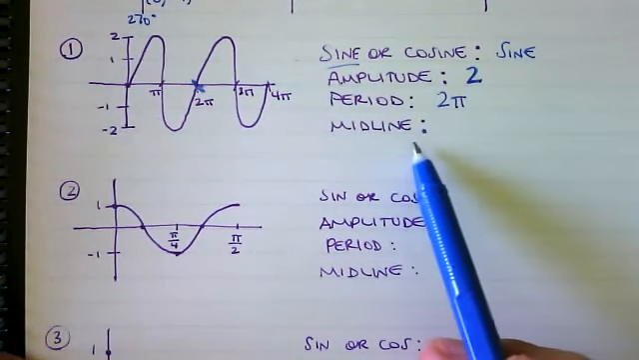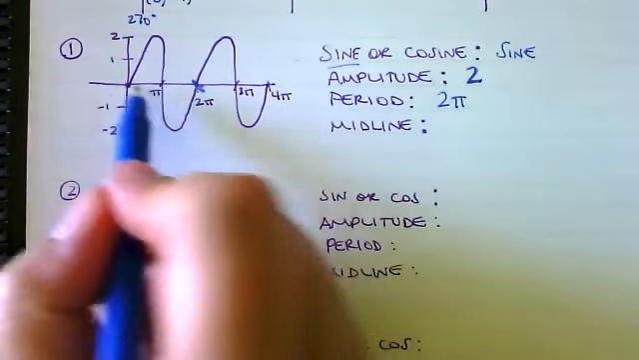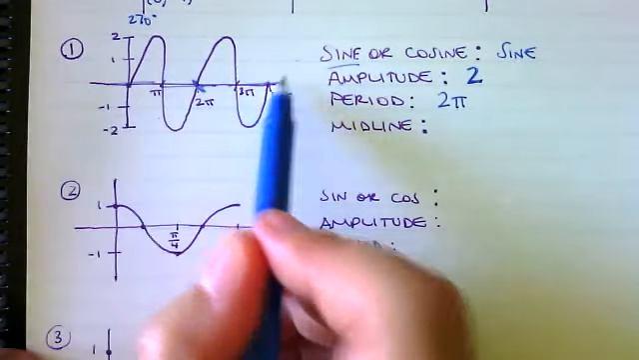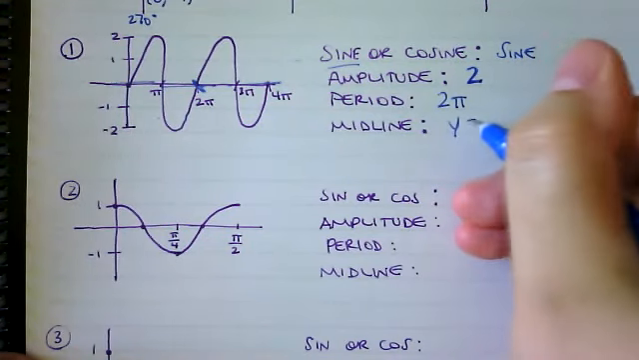For the midline, that's exactly what it sounds like. It's the middle line. It's the line that cuts it down the middle. Okay, so it's this horizontal line here. It's just the x-axis. So that's going to be y equals 0.